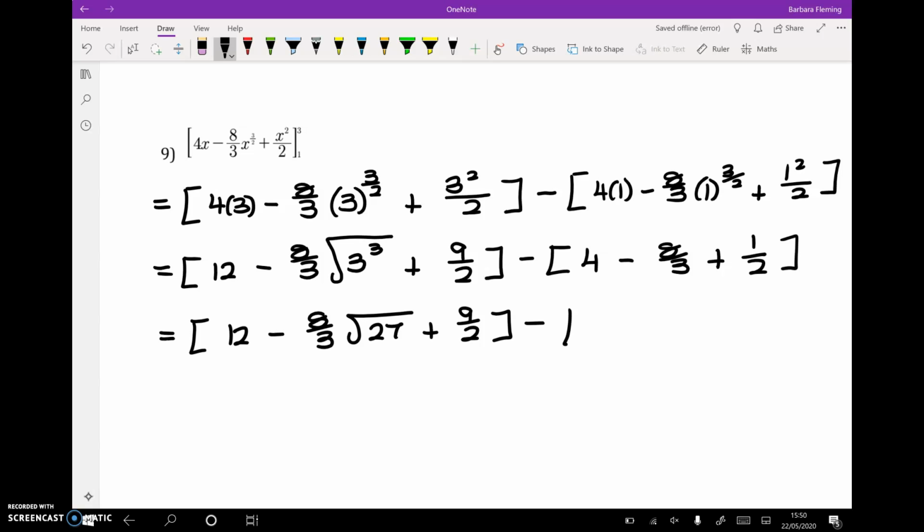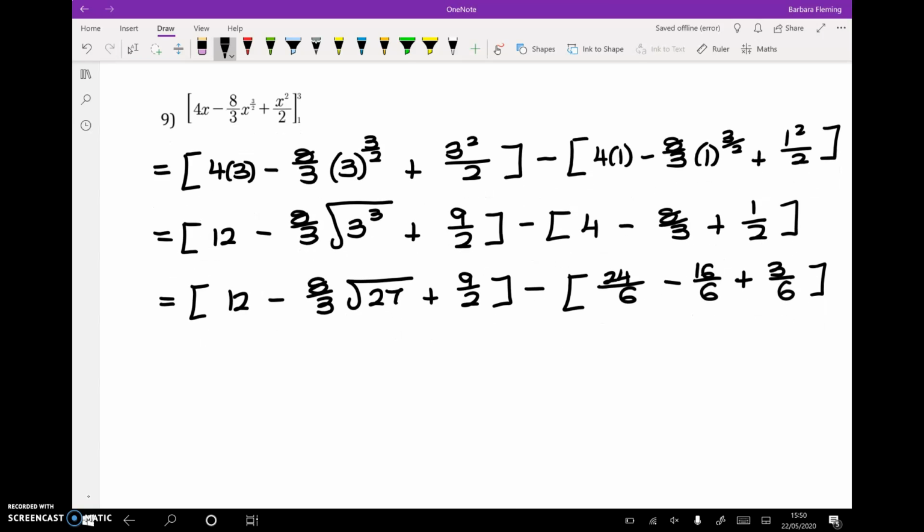Take away, and let's start tidying this up a little bit. Let's get a common denominator of 6, because common denominator of 6 will work. So 4 we can turn into 24 over 6. 24 divided by 6 gives you 4. To turn your denominator 3 into 6 times by 2, 8 2s are 16, so 16 over 6. That simplifies down to 8 over 3, so it's still the same. And 2 times by 3 is 6, so 1 times by 3 is 3. 3 over 6, that simplifies down to a half, so just getting your common denominator there.